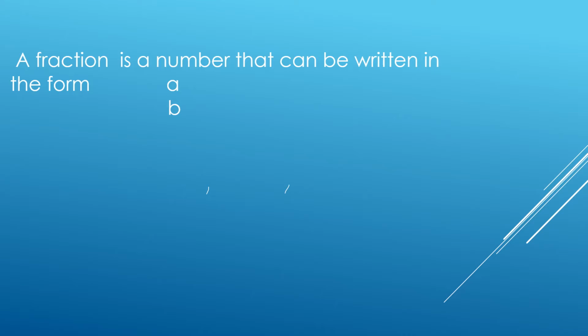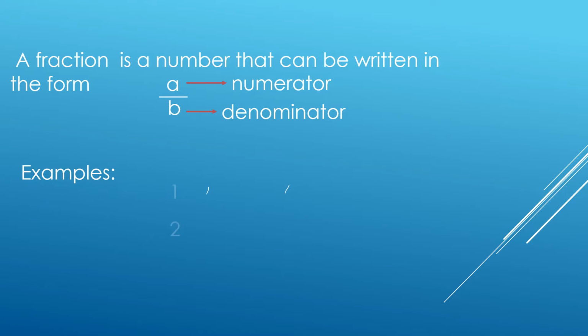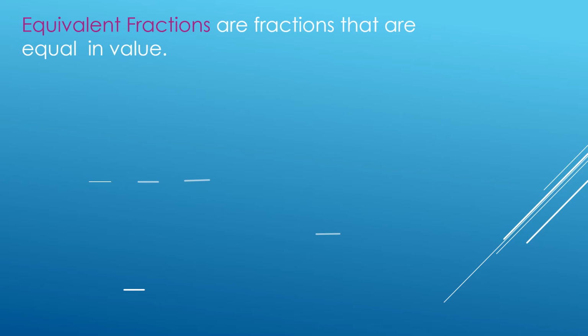A fraction is a number that can be written in the form A over B. A is the numerator and B is the denominator. Examples of fractions here are 1/2, 3 over 6, and 4 over 8. Actually, these fractions are called equivalent fractions. Equivalent fractions are fractions that are equal in value.